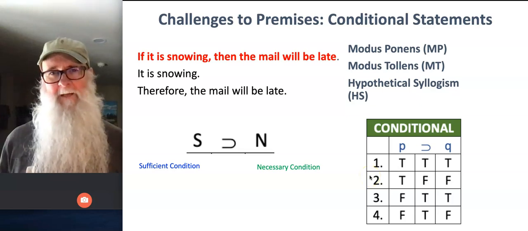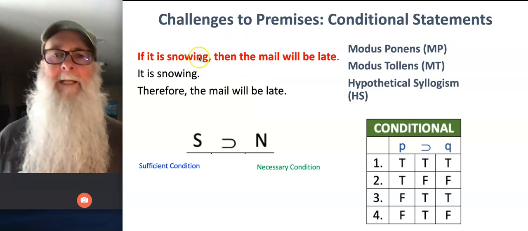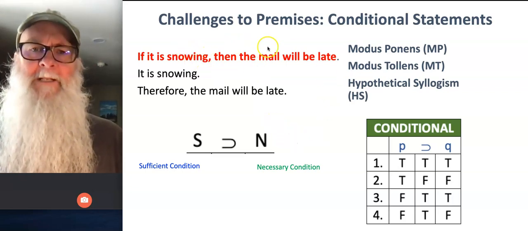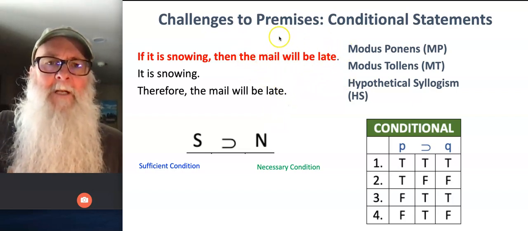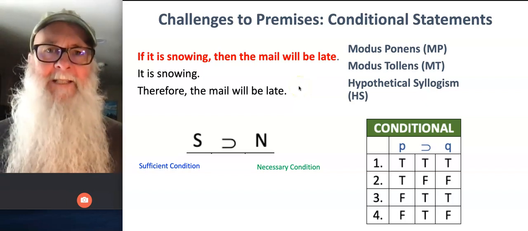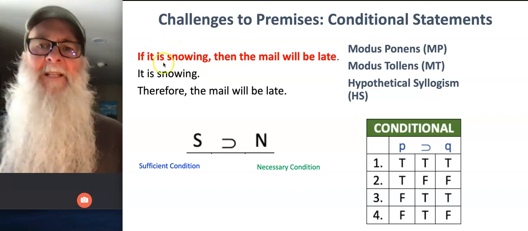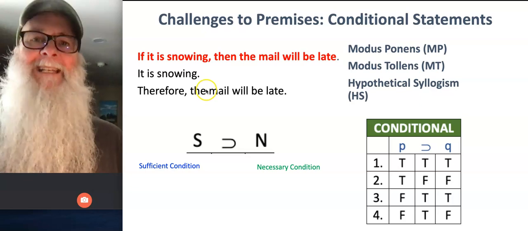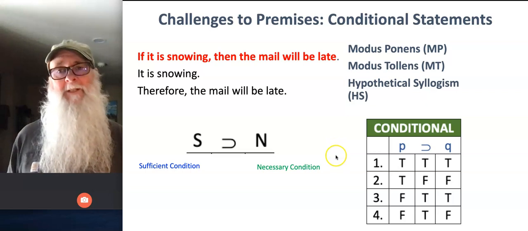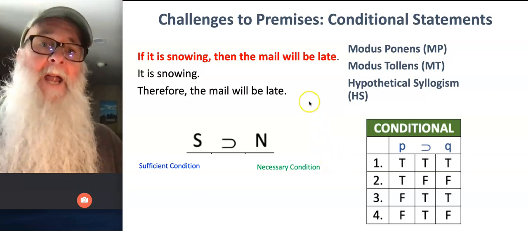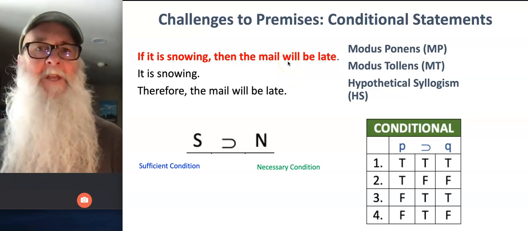So we want to think really carefully again about the sufficient and necessary conditions that are represented in a conditional statement. What the conditional statement is saying is this: the statement that appears on the right-hand side of your horseshoe, the consequent, is necessarily true in order for this statement to be true. This statement, it is snowing, the sufficient condition, cannot be true unless this is true. Okay? So the way to challenge this is to say, I have a way to show you why I think it's false that the mail will be late, even though I'm going to grant you that it's snowing.